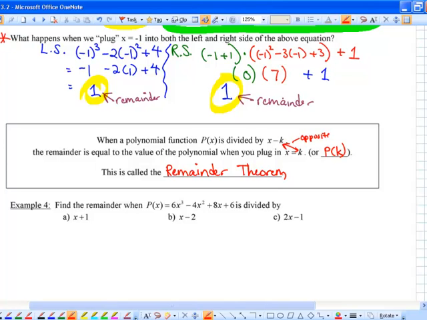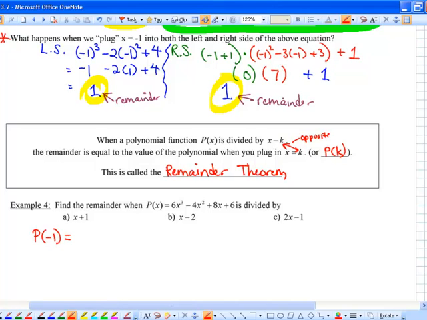No more long division. No more synthetic division. Just go ahead and plug in numbers. So I'd like you to find the remainder when this polynomial, 6x cubed minus 4x squared plus 8x plus 6, is divided by each of the following things. So if we divide by x plus 1, what do we plug in? And if you said yes, we should plug in negative 1, you are correct.